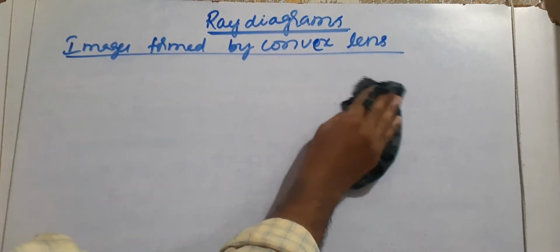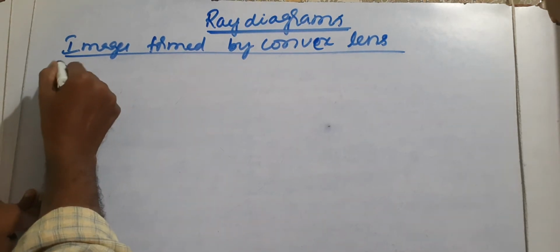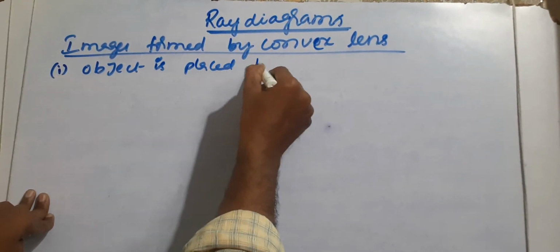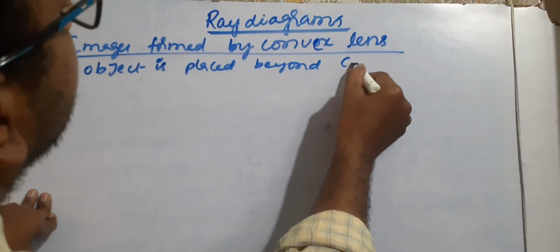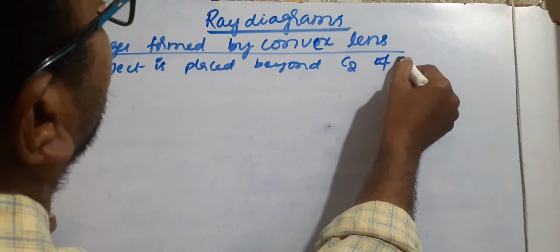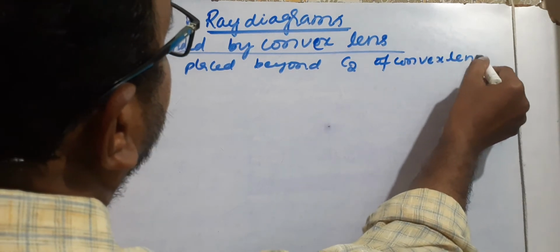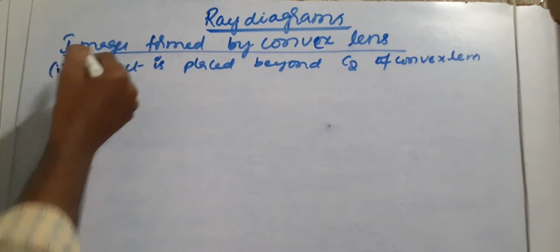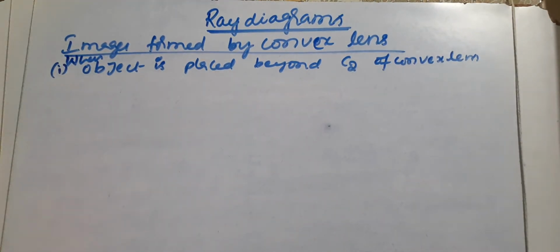Now how can we draw the ray diagrams? In the first part of this video, the first one: when the object is placed beyond center of curvature C2 of the convex lens on the principal axis, what is the position of the image and the nature of the image? That is, what are the characteristics of the image?